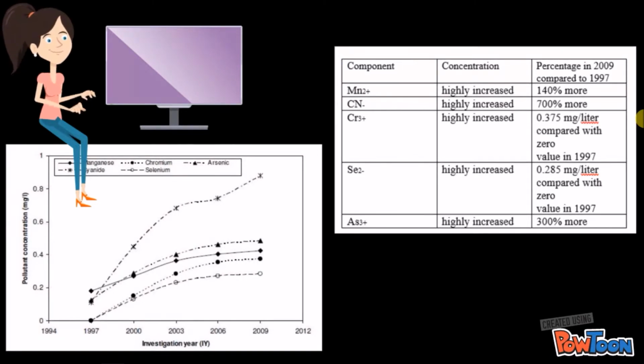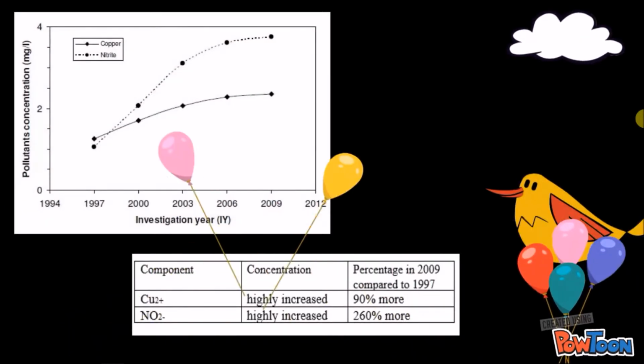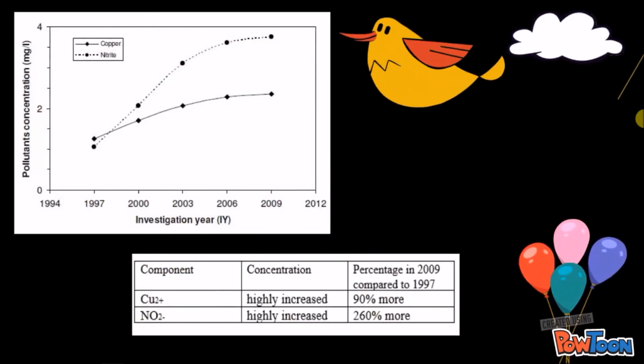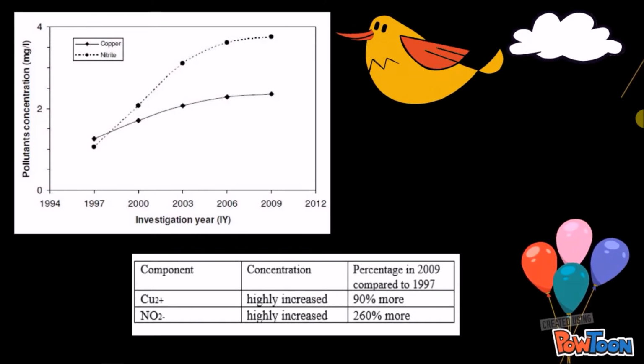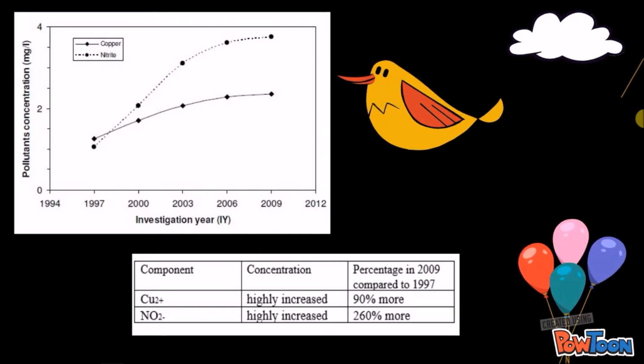For the same comparison years, the concentration of chromium and selenium increased to 0.375 mg per liter and 0.285 mg per liter respectively. Previously in 1997, both concentrations were 0. The concentration of copper increased by 90% and nitrite by 260% in year 2009 compared to 1997.